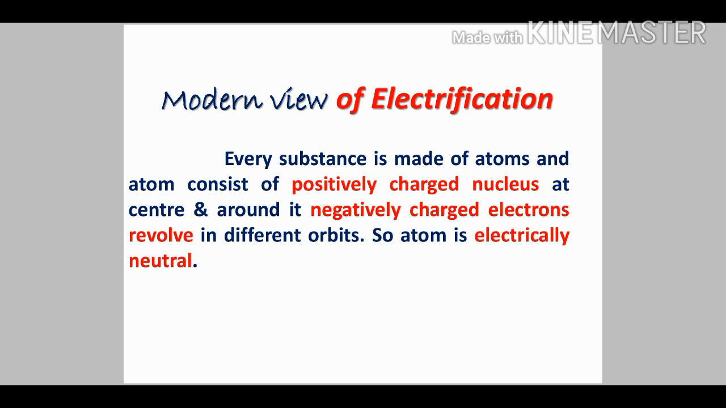Modern view of electrification. Every substance is made of atoms, and an atom consists of a positively charged nucleus at the center, and around it negatively charged electrons revolve in different orbits. This positive and negative charge are well balanced in an atom, so the atom is electrically neutral.